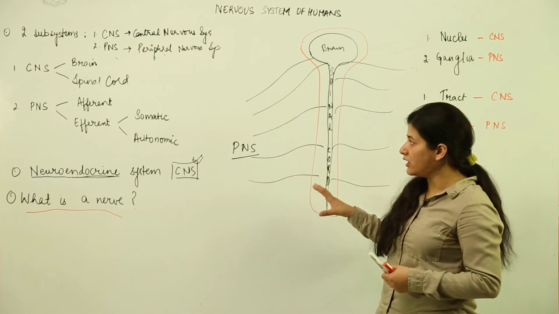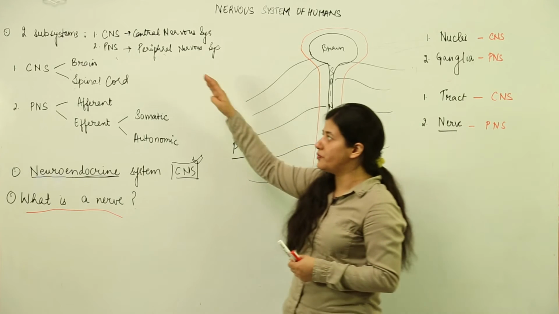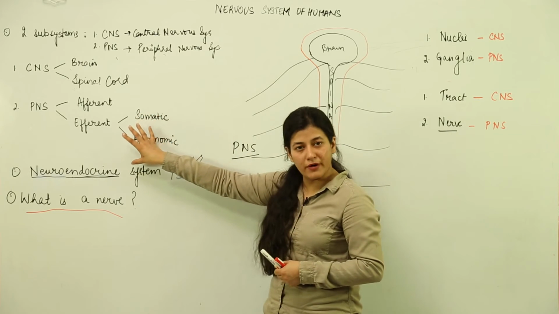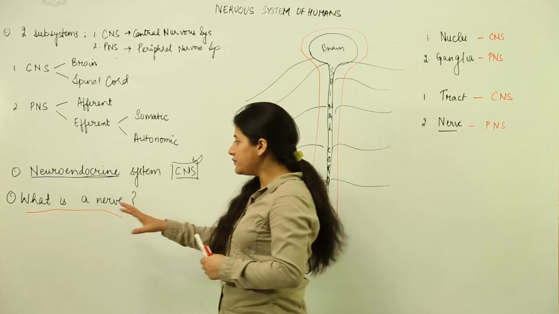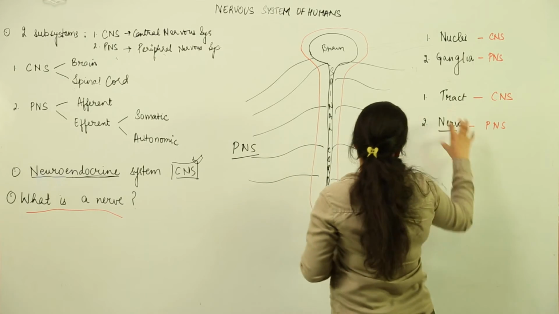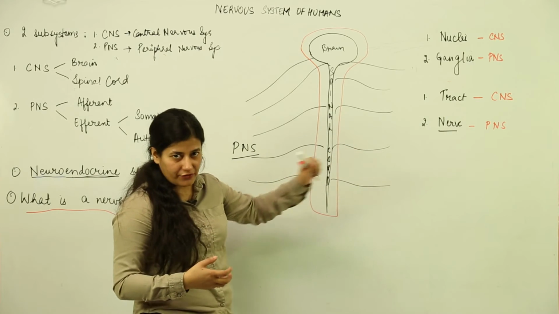Now when we are talking about the nervous system, we are going to individually talk about the brain, the spinal cord, and the PNS in detail. Before that, we need to know what a nerve is. As I told you, it is the nerve fibers which are clustered together in the peripheral nervous system.